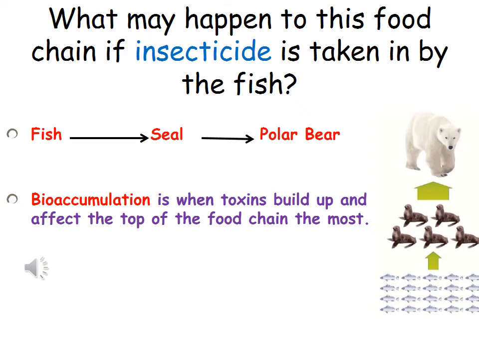What's going to happen is that each of those fish is going to have a small amount of the chemical in. But then a seal, for example, might have to eat 10 of those fish. So there's 10 times as much of that chemical in a seal. But a polar bear might have to eat 5 seals to survive. So that polar bear is then taking in 50 times as much of that chemical as was originally taken in by the fish. So your definition for bioaccumulation, and can you write this in your book please, is when toxins build up and affect the top of the food chain the most.